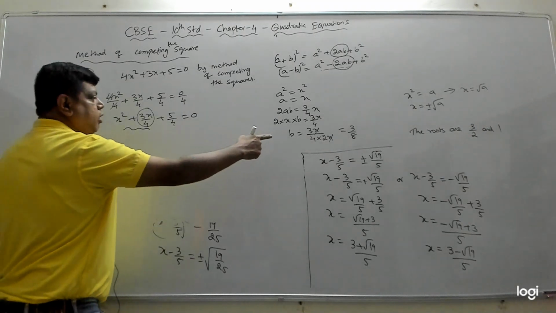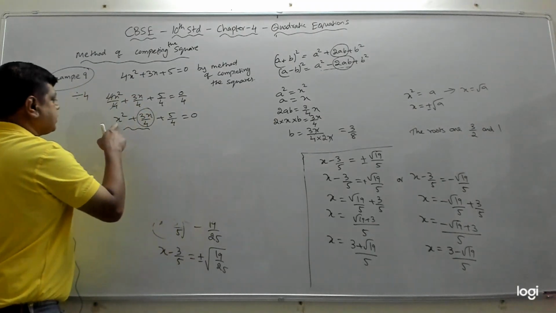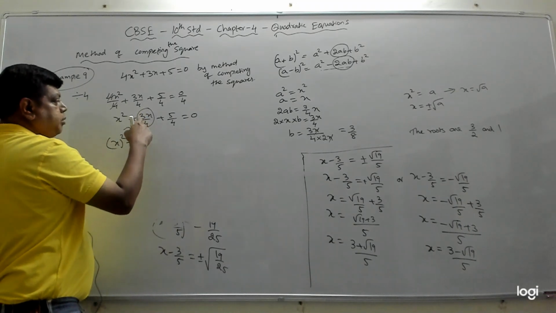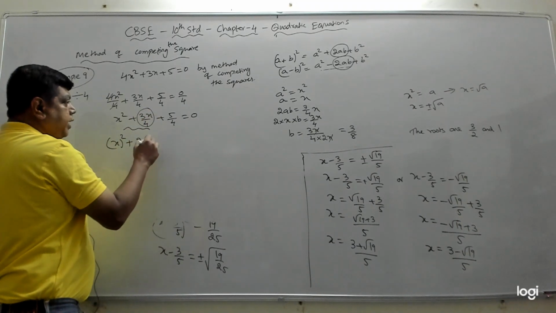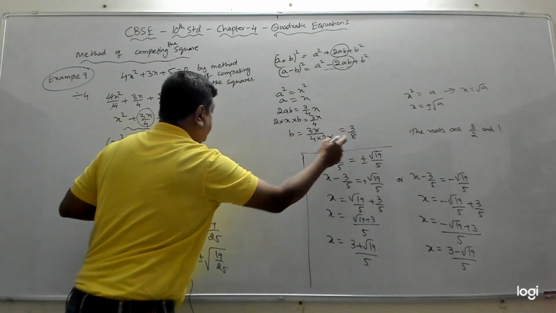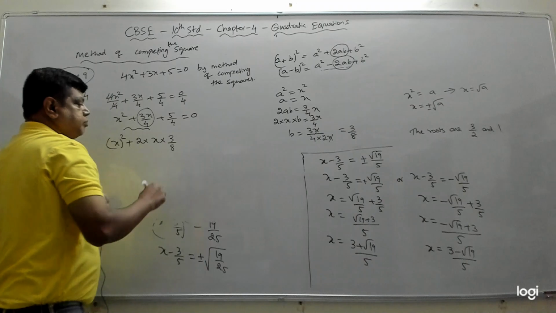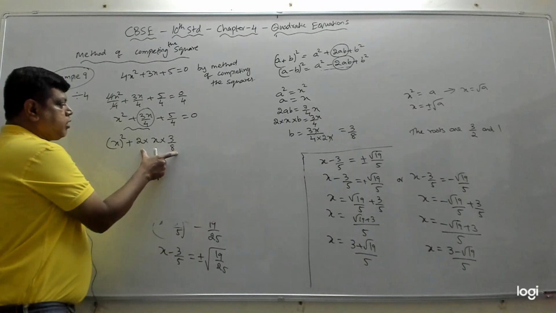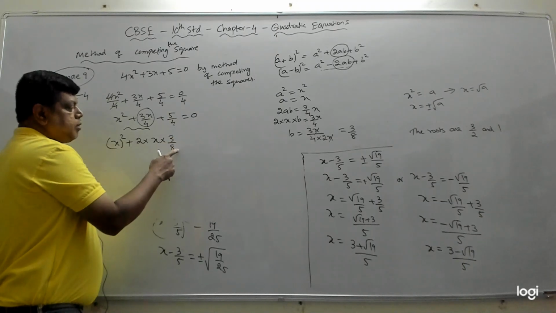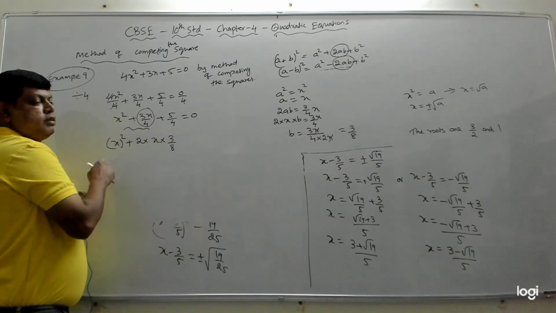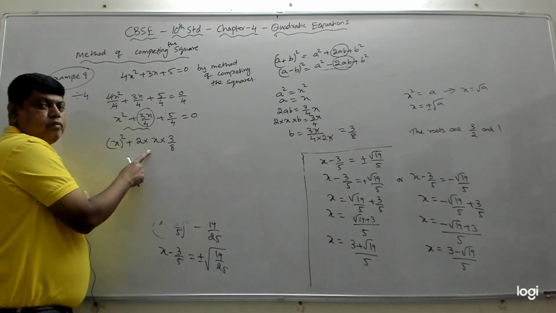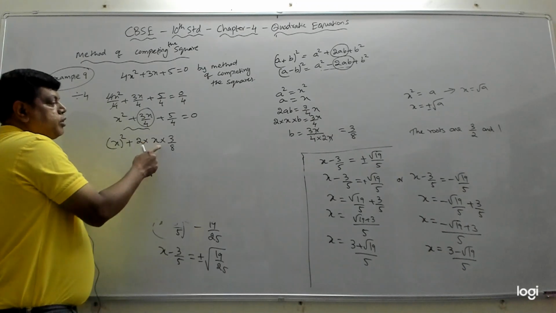Once we find a and b, we should write this as x square plus 2ab, so 2 into a is x into b is 3 by 8. Now if you multiply all three, what do you get? 2 into x into 3 by 8, 2 and 8 will get cancelled, you get 3 by 4x. This will get back the same expression. We are writing it in the form of 2ab. That's why we are finding b. Only when we find b can we write 2 into a into b.